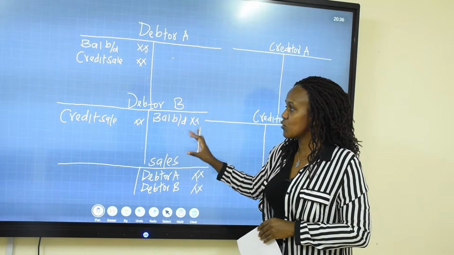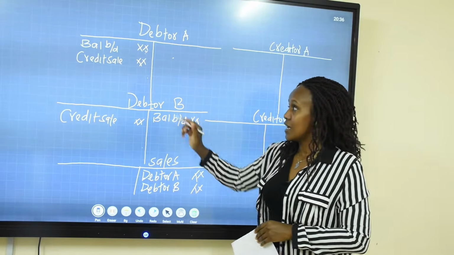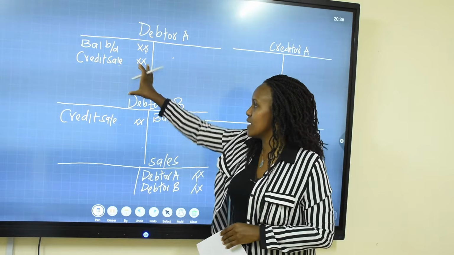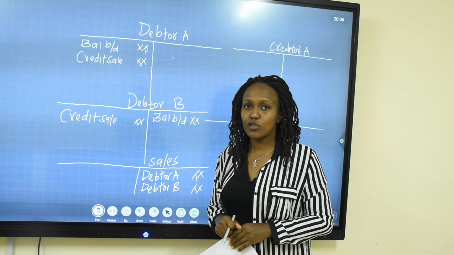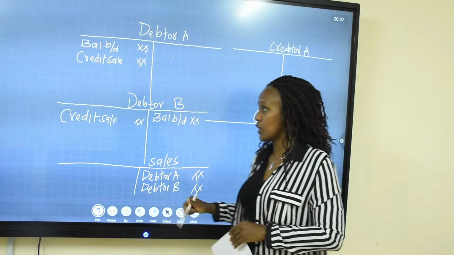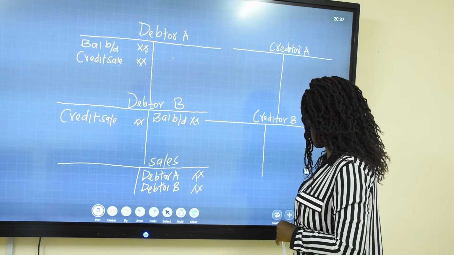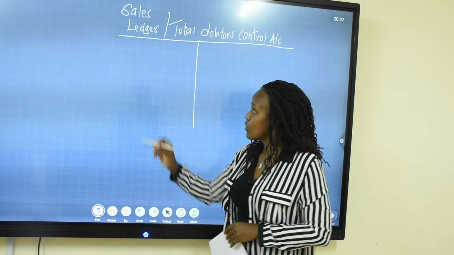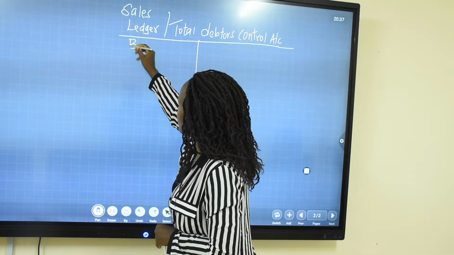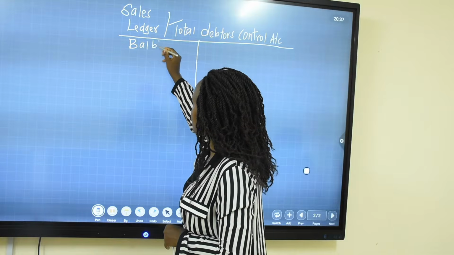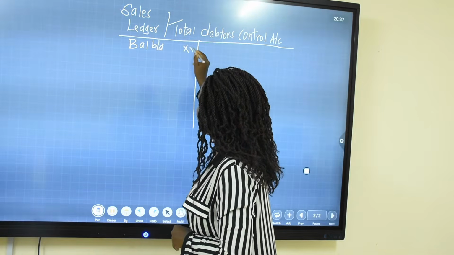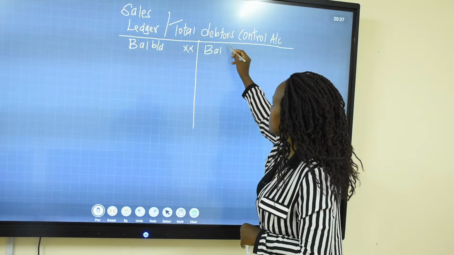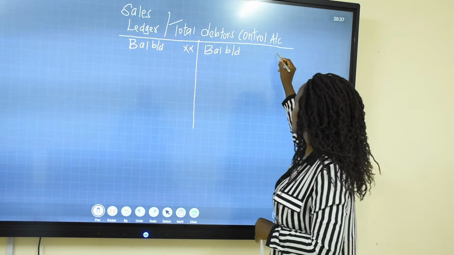And we want to bring the two of them into one control account. Again, one has bought on credit while the other has bought on credit. So we want to combine the total credit sales of these two debtors into one control account. So our control account now, we are going to have one debtor having a balance brought down on the debit side. The other debtor has a balance brought down on the credit side.